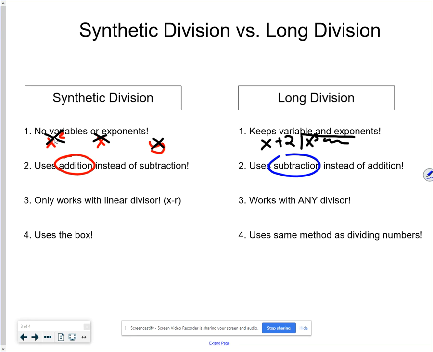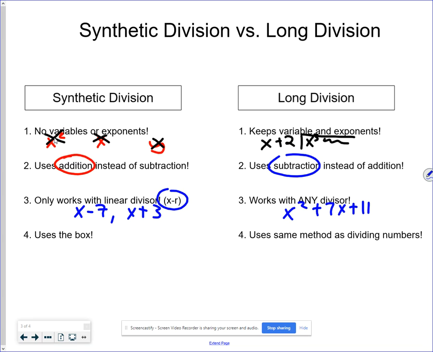With synthetic division, it only works if your divisor is of the form x minus r, so like x minus 7, x plus 3, things like that. Whereas long division, you could divide something that looks like, or you have a divisor of x squared plus 7x plus 11, something like that. So those are key signs that you could use synthetic division or signs that you have to use long division.